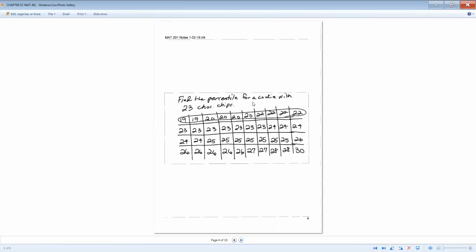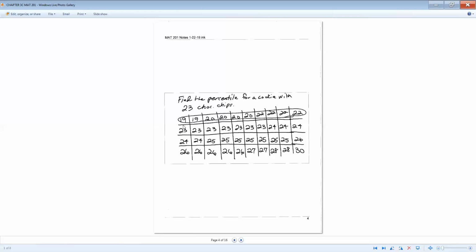So find the percentile for a cookie with 23 chocolate chips. First you have to put them in order, so I already did that with this data set. You have all of these cookies. Each number represents a cookie, and each number represents how many chocolate chips are in that cookie. So in this cookie, there are 30 chocolate chips. In this cookie, there are 25 chocolate chips. So you want to know the percentile for a cookie that has 23 chocolate chips.